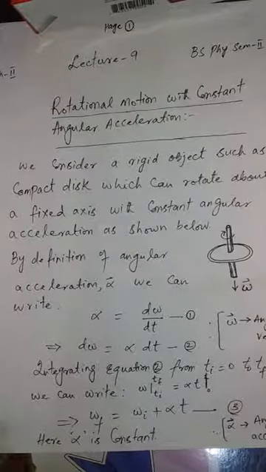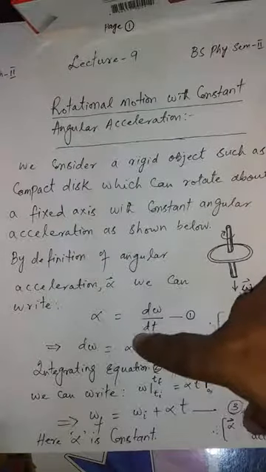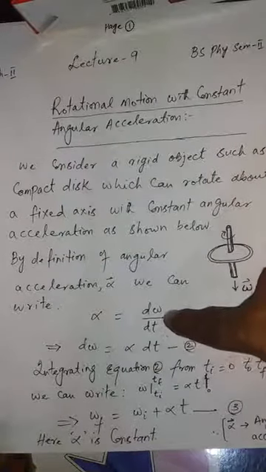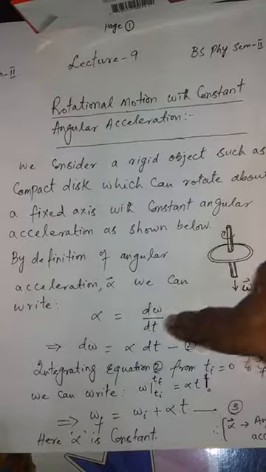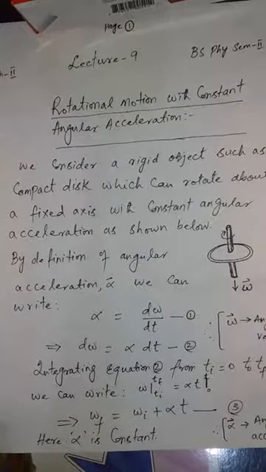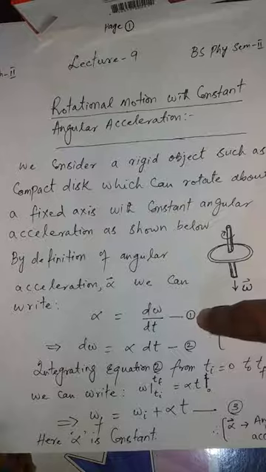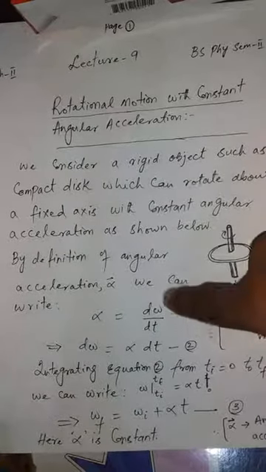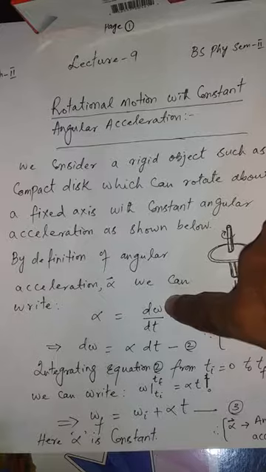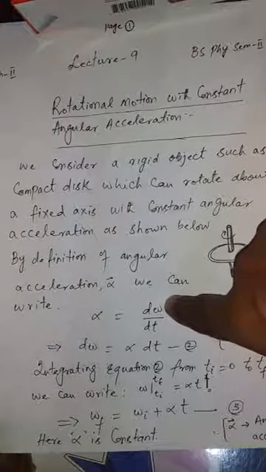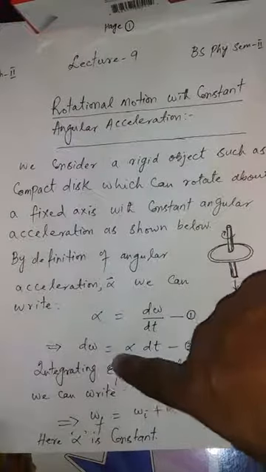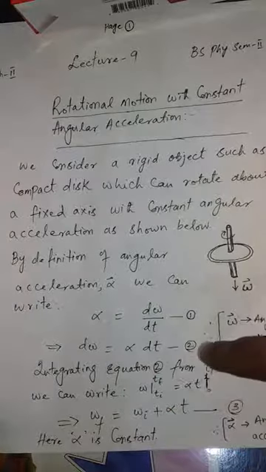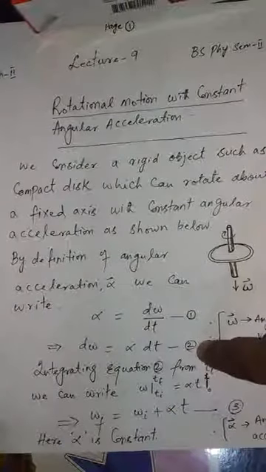By definition of angular acceleration alpha, we can write the magnitude of this angular acceleration as alpha equal to the time derivative of angular speed, meaning alpha is equal to d omega over dt, and this expression is marked as equation number 1. Rearranging this expression, we can write d omega is equal to alpha dt, and we mark this as equation number 2.